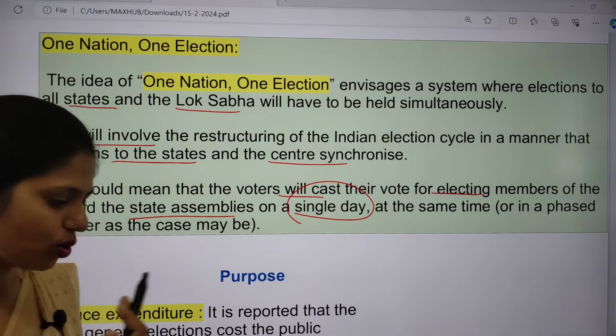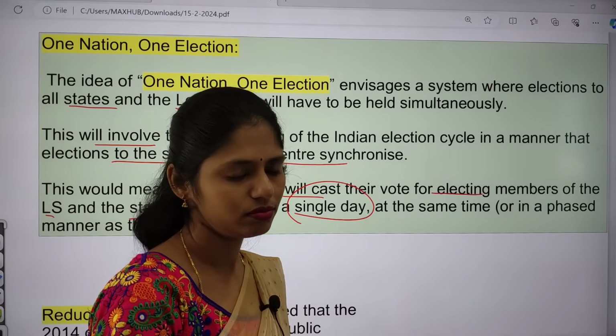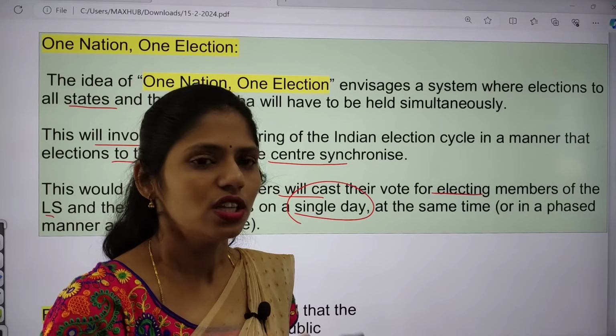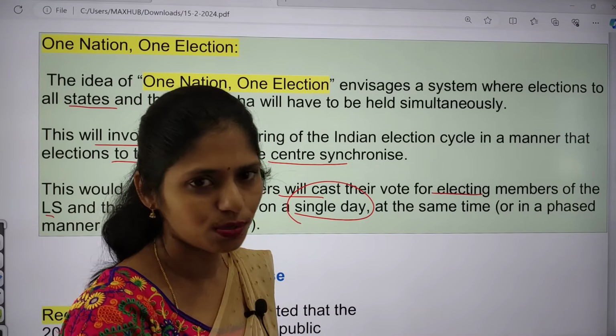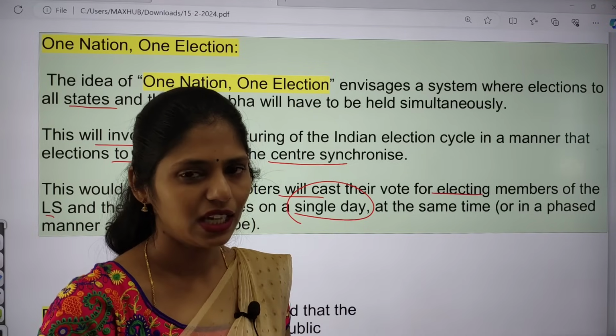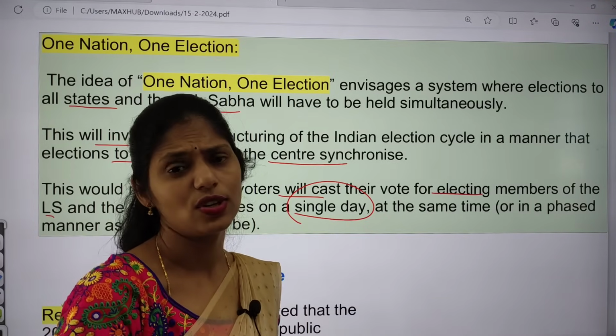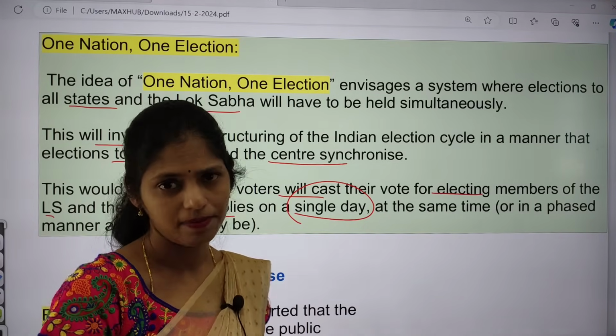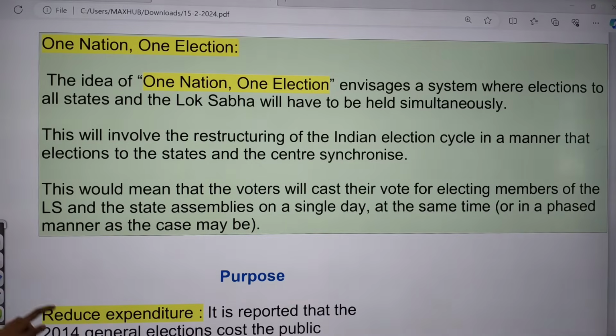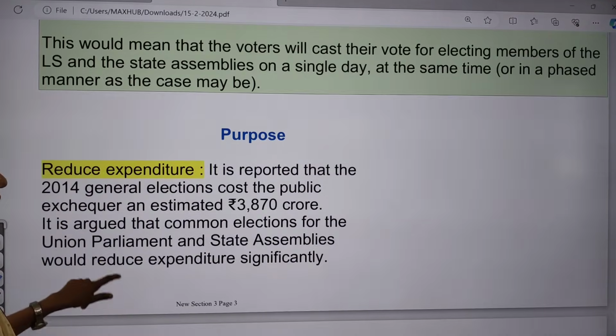For example, I am going into the polling booth. After checking everything, I will be entering the polling booth and I will be pressing the button in the EVM for both the legislative assembly and Lok Sabha together. So what is the purpose of this simultaneous elections?